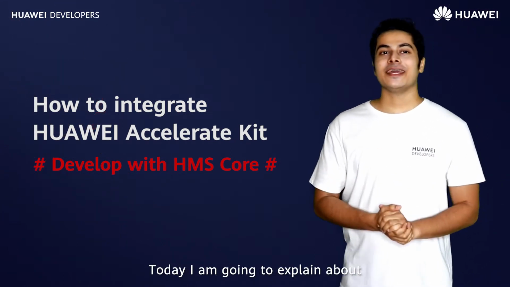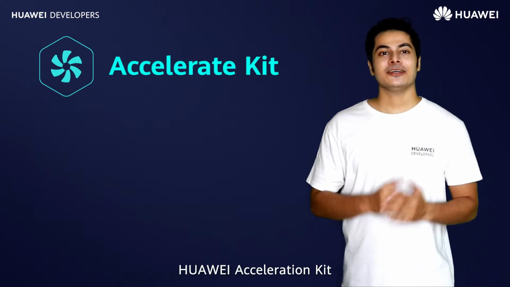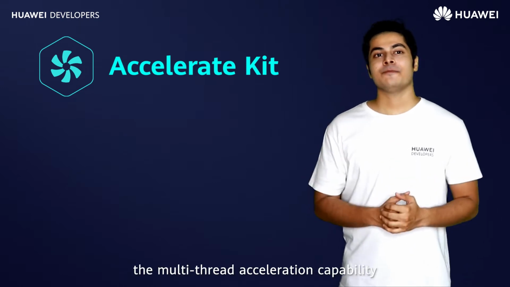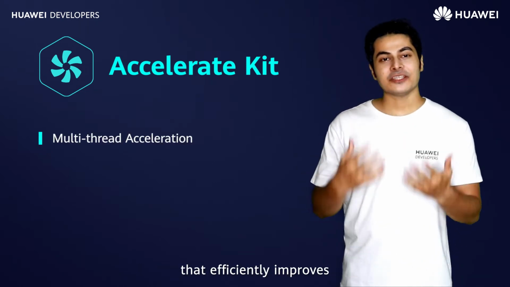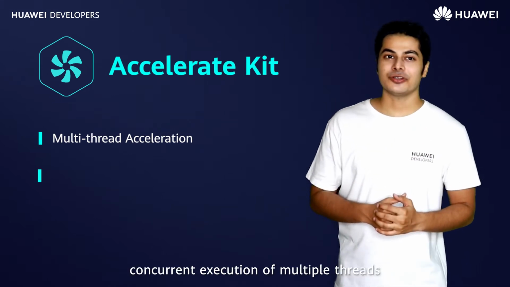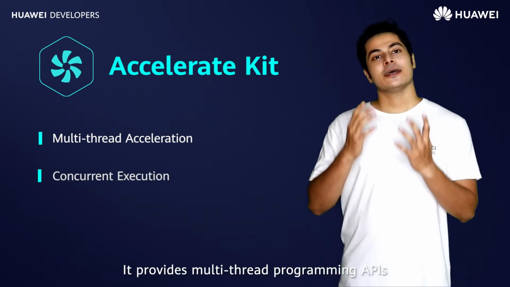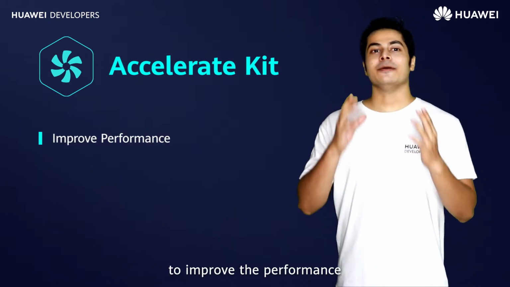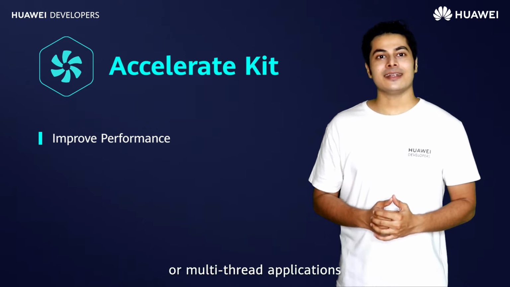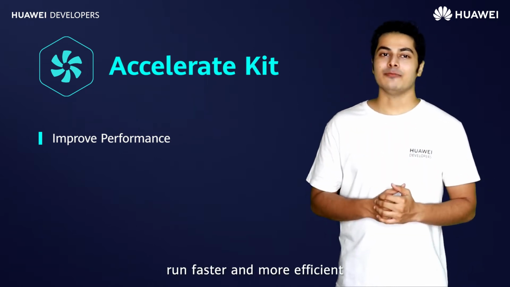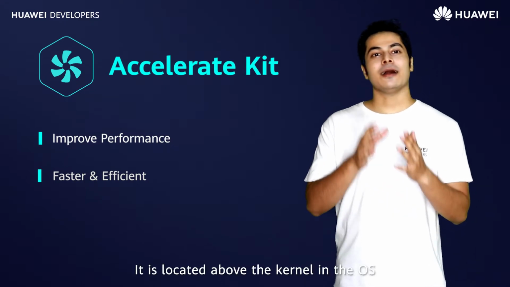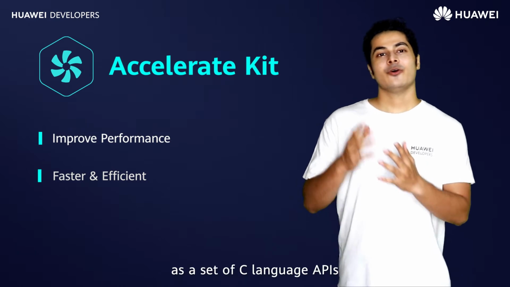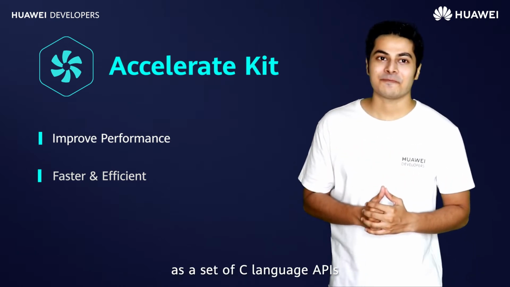Today, I'm going to explain about Huawei Acceleration Kit and show the integration steps. Huawei Accelerate Kit provides the multi-thread acceleration capability that efficiently improves concurrent execution of multiple threads. It provides multi-thread programming APIs to improve the performance and makes multi-core or multi-thread applications run faster and more efficient. It is located above the kernel in the OS and open to developers as a set of C language APIs.